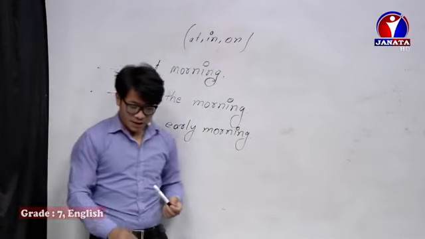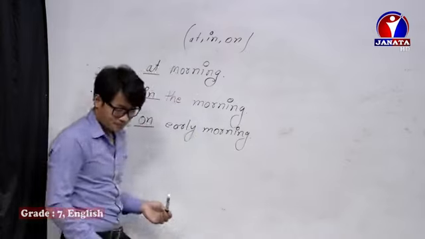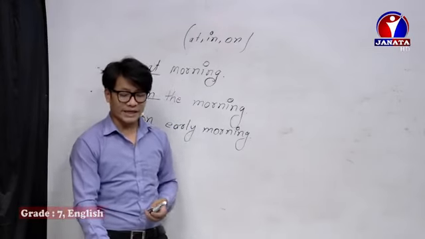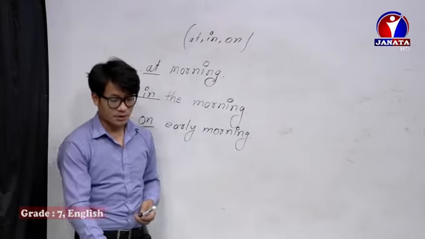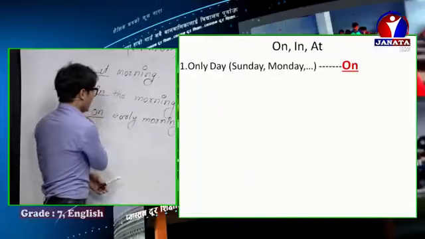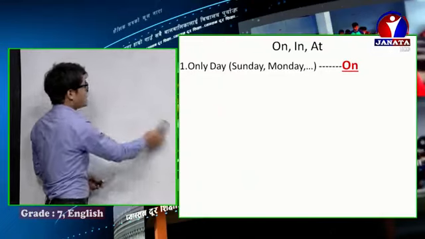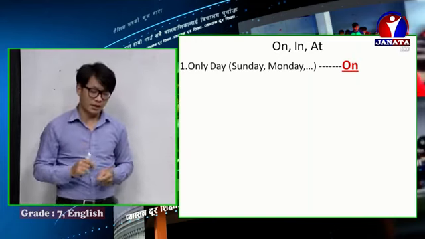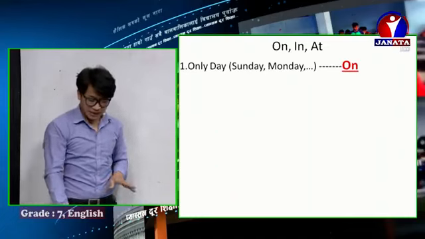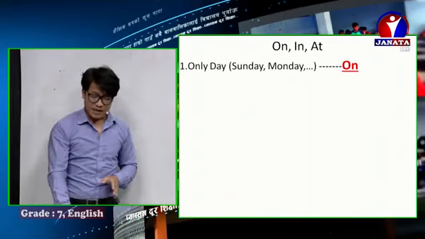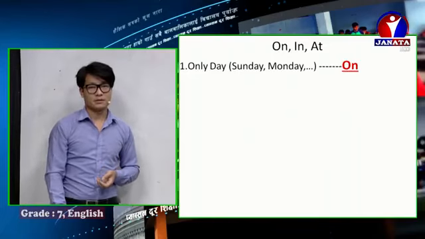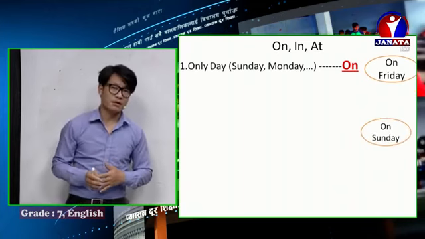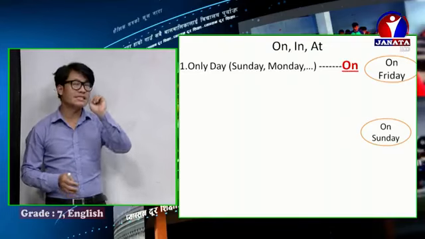Okay. Now let's have another practice. Once again, on, in, at. Only day. Let me show you. Only day. We have 7 days in a week. If there is only a day, like Sunday, Monday, Tuesday, Wednesday, like this, 7 days, then we should use the preposition on. Example, on Friday, on Sunday, on Saturday, if there's a day.